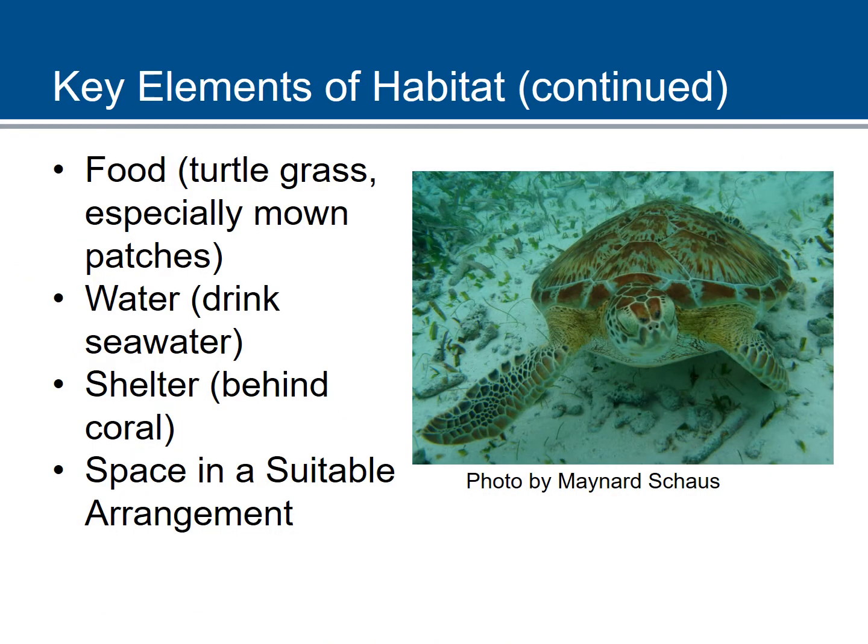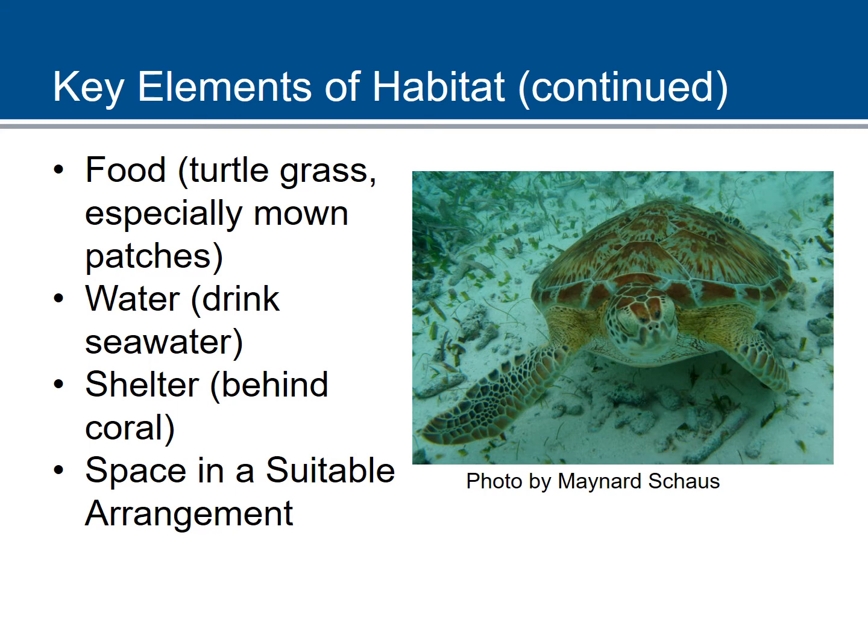So the key elements of habitat for the sea turtle are the turtle grass beds, especially the mown patches that they revisit. They actually drink seawater and they can excrete the salts in their tears, so they keep the freshwater portion, but will get rid of the salt. So that's less of an issue for them in finding it, as it's all around them.